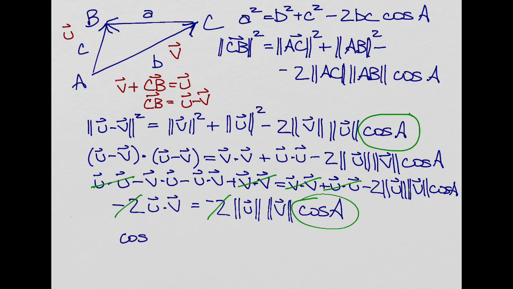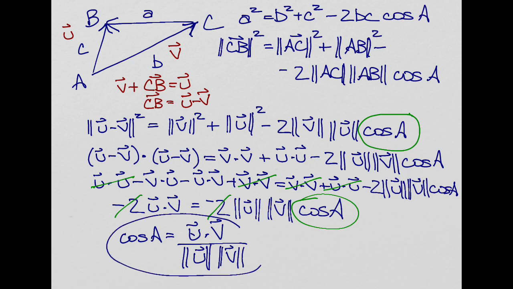We get cosine a equals u dot v over the product of the magnitudes, which is what we were aiming for. And there's our formula for finding the cosine of the angle between two vectors.